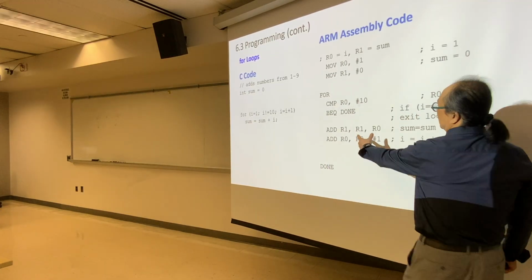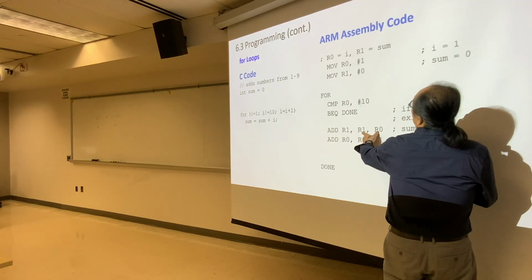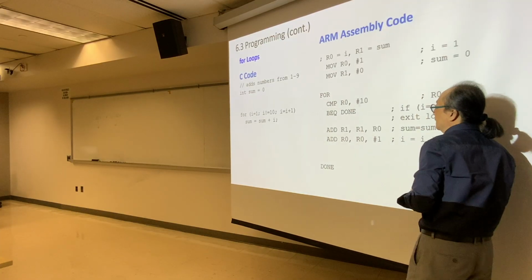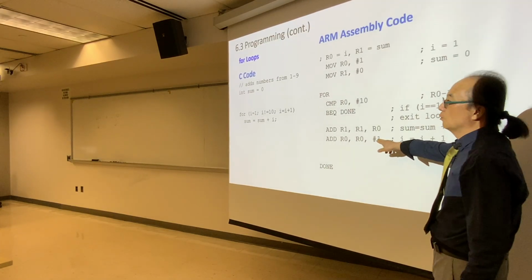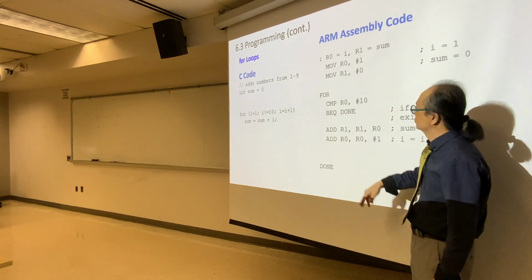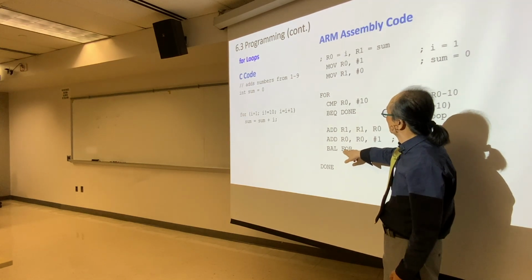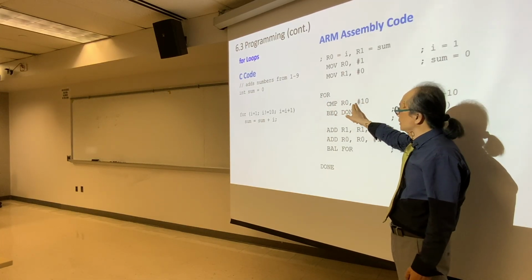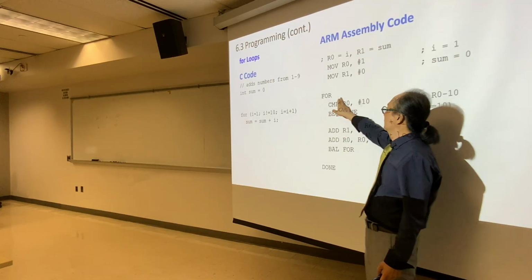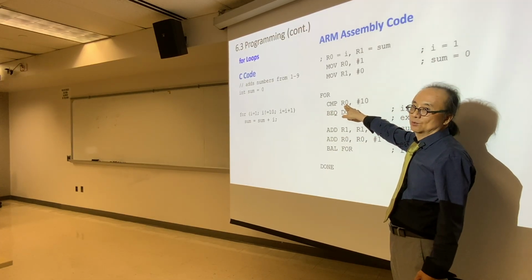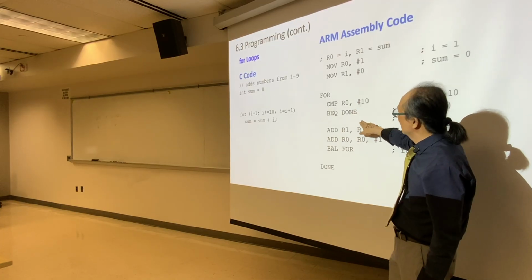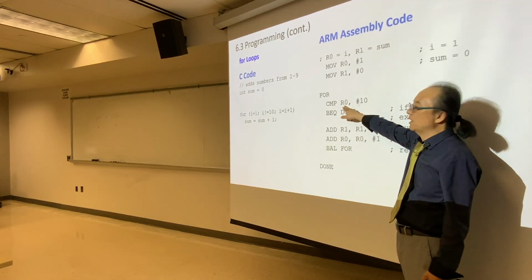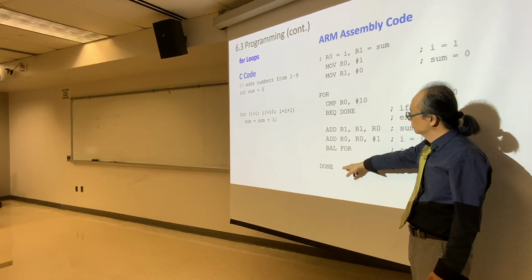If it's not, we need to add R0 plus R1 and put it back into R1, and then we add 1 to R0, so that now R0 equals 2. Then go back to the top, execute this, compare. Now it's 2, so we go back. Now R0 is 3, compare. They are not equal yet. Go around until R0 is 10. Once R0 is 10, we're done, so we jump down to done.